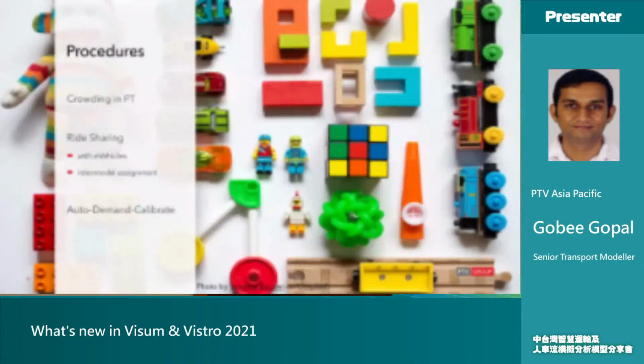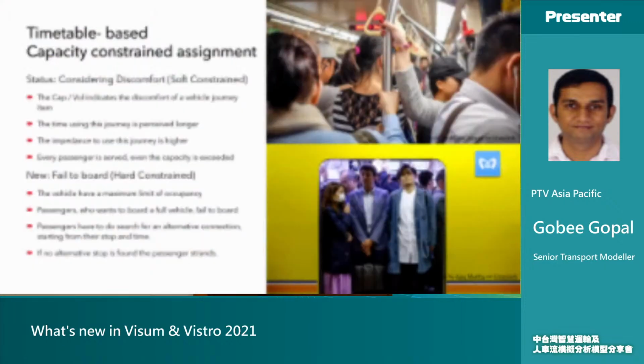So the key features introduced for VISUM 2021 are crowding in public transport, ride sharing with e-vehicles in intermodal assignment, and the auto demand calculator. Let's start with the timetable-based capacity constraint assignment. We all know crowding in public transport is becoming more and more of a problem. More people are using public transport, and to achieve the climate protection goal at the same time, even more people have to shift. The infrastructure can handle more supply, but the available capacity is not unlimited.